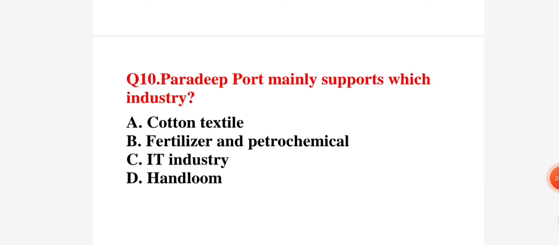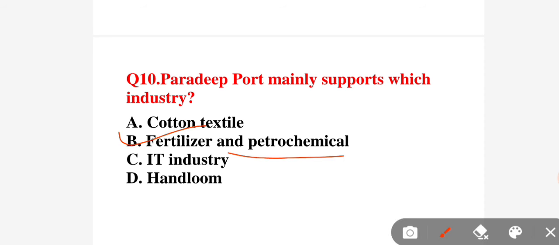Next question. Paradip port mainly supports which industry? Option A, cotton textile; option B, fertilizer and petrochemical; option C, IT industry; option D, handloom. So what is the right answer here? The right answer is fertilizer and petrochemical.